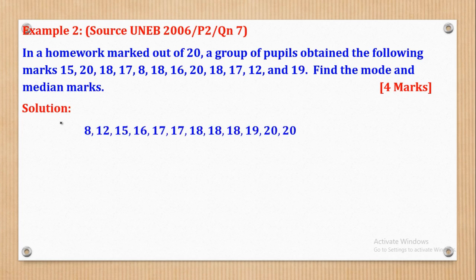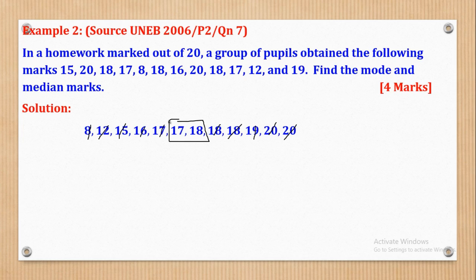Now to get the median, we shall have to keep on crossing on either side. So if I cross 1 here, I'll cross 20 here, I cross 12 here, I cross 20 here, I cross 15 here, I cross 19 here, I cross 16 here, I cross 18 here, I cross 17 here, I cross 18 here. Now we're remaining with 2 values in the middle, so the median has to be the average.